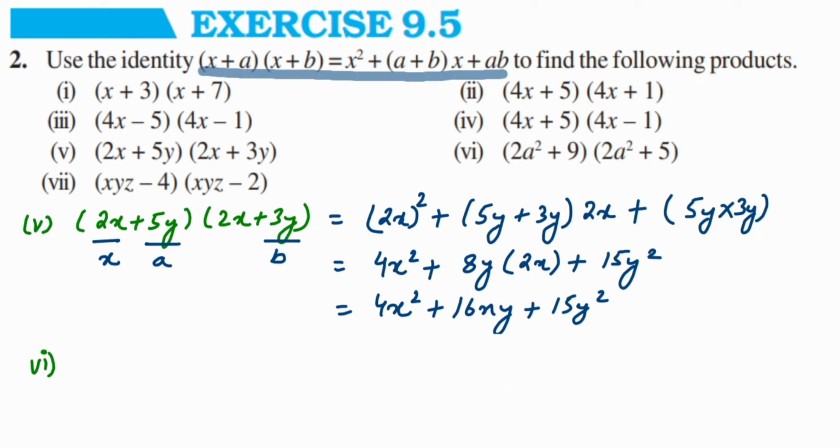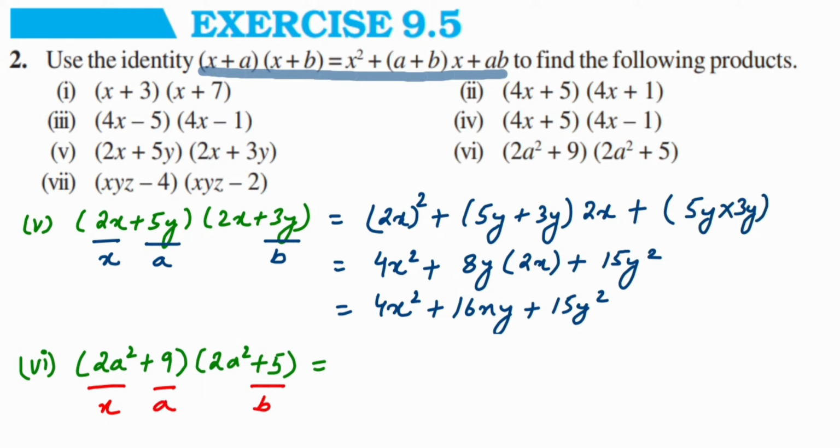Now the sixth problem is (2a² + 9)(2a² + 5). So you can just pause the video and check what the x value, the b value and the a value are here, and then start the video and solve along with me. So here the x value will be 2a², I hope you are correct here, and the a value will be plus 9 and the b value will be plus 5.